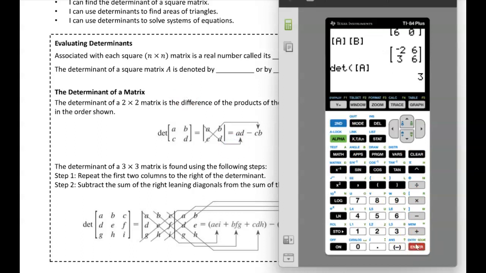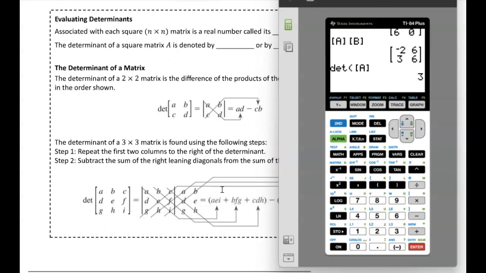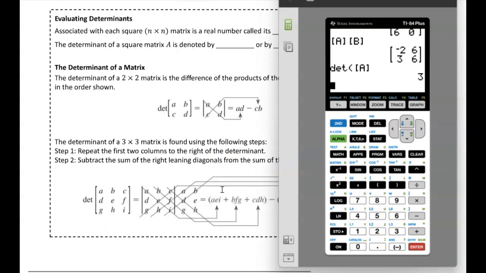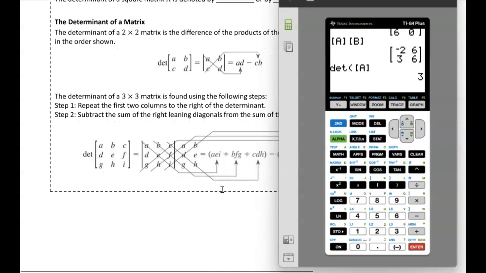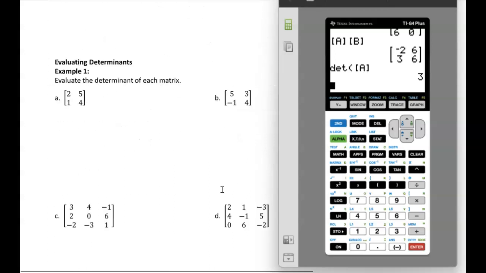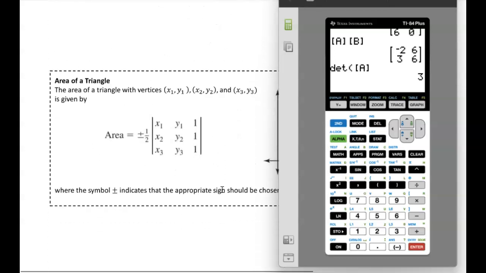And so it found the determinant of matrix A. And so it can do that to any square matrices. Now, if you try to plug in something not square, like a 2 by 3 or a 3 by 5 or something like that, it's not going to be able to find it and it will give you an error. Okay, so we talked about how to do determinant.